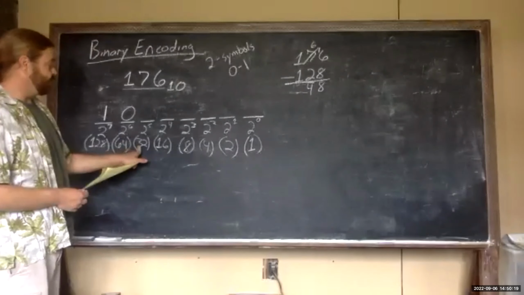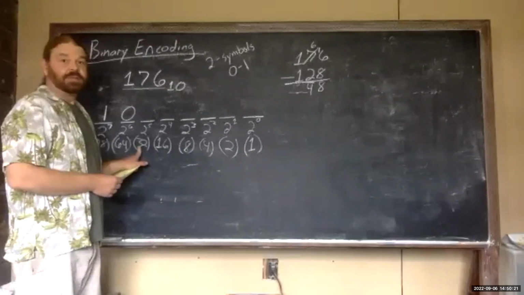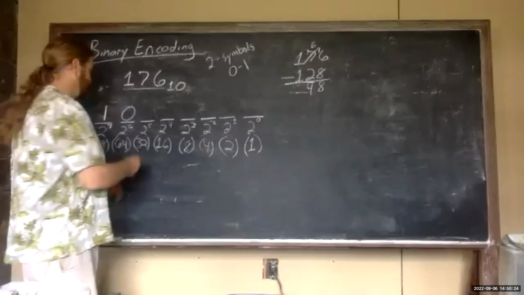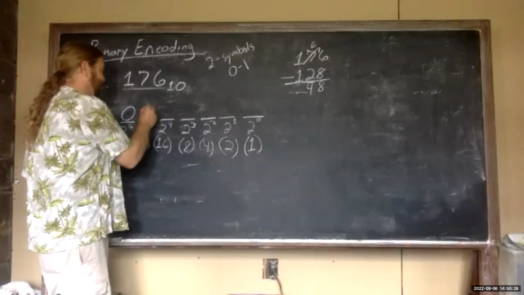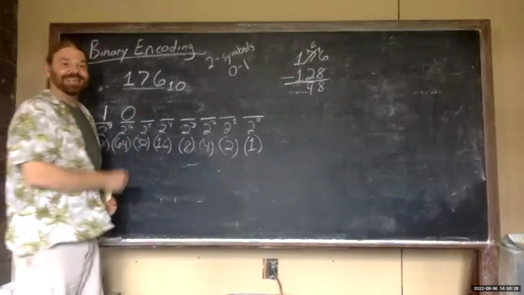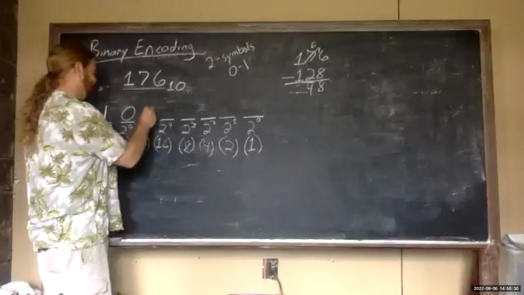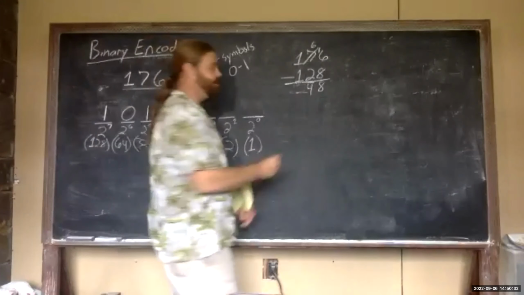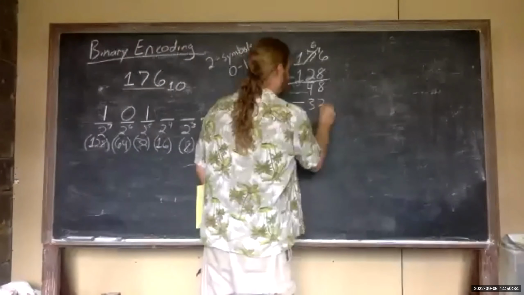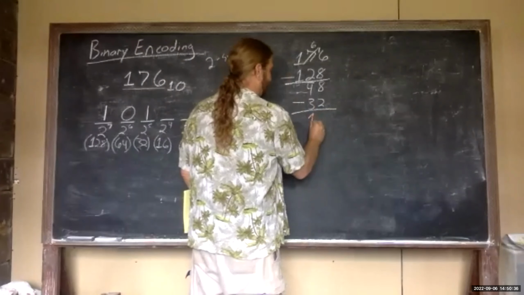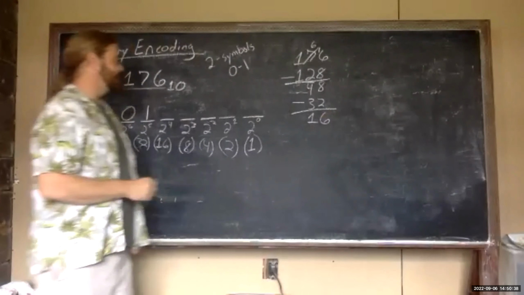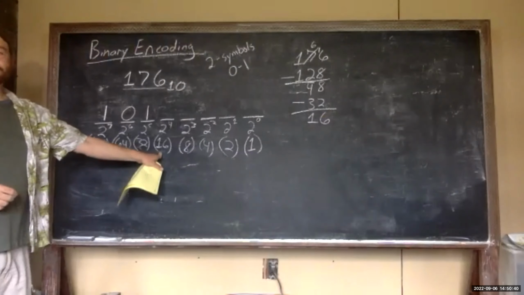We don't have any 64s, what about 32s? I saw a couple yeses pop up in the chat room. I think there's a long string of yeses in the chat room. But yes, 32 is smaller than 48. Subtract that off, and we're left with 16. Oh, there's our next column.